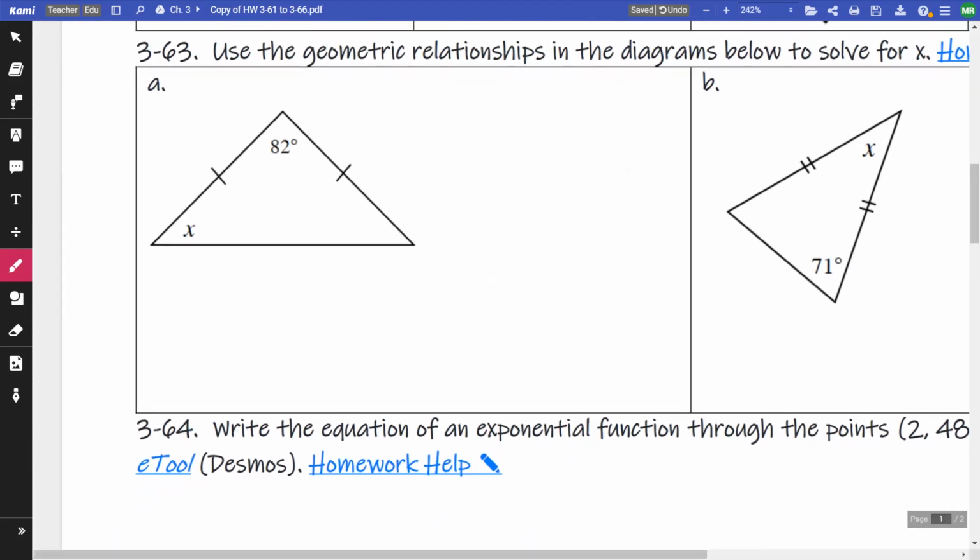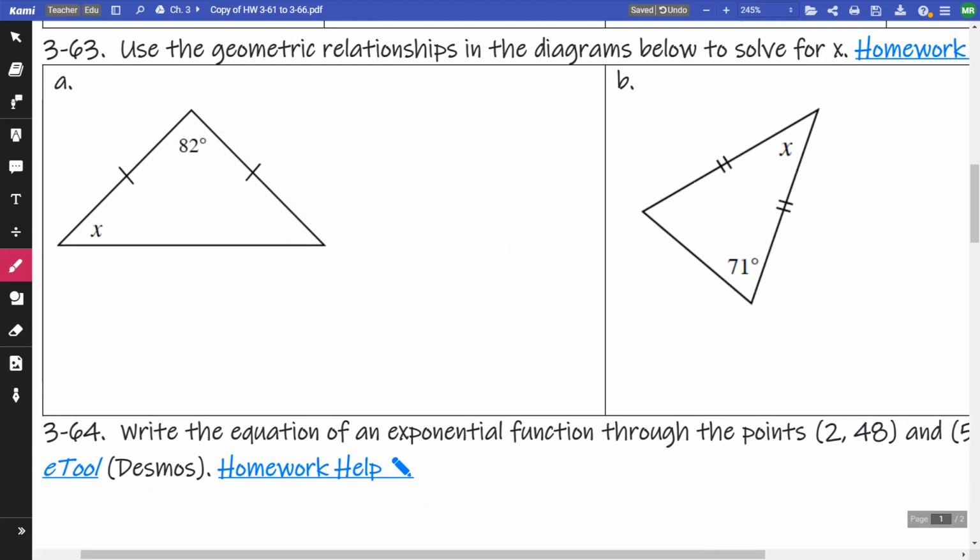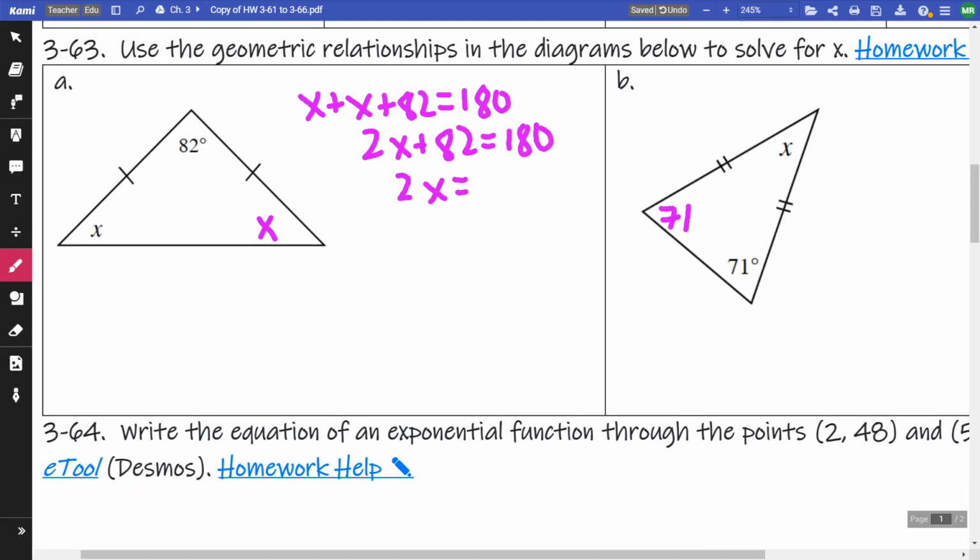Okay, on 8-63A and B, both of these are isosceles triangles. So this is going to be X in this situation, and this is going to be 71 over here. The base angles, which are the angles opposite the two sides that are the same, need to be the same. So basically, I'm going to have X plus 82 equal 180. So I get 2X plus 82 is equal to 180. I get 2X is equal to 98. So I get X is equal to 49 degrees.